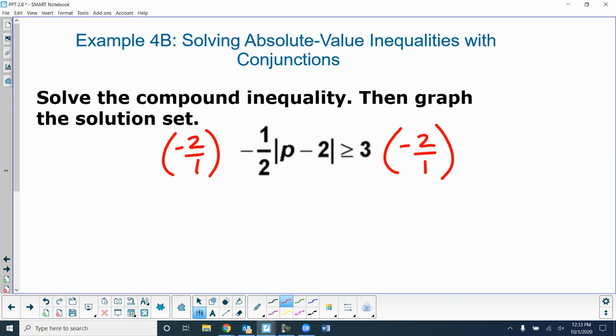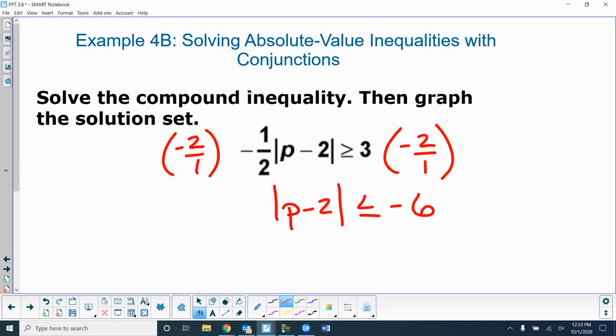So those cancel out. I get the absolute value of p minus 2 is greater than or equal to, oh, what do I gotta remember? I gotta switch the sign. Why? Because we multiplied by a negative. Remember, it's not just divide, it's also multiplied by a negative. Okay? So let's not forget that.